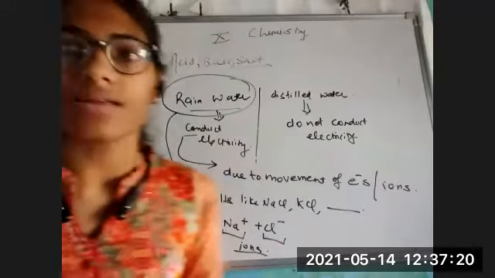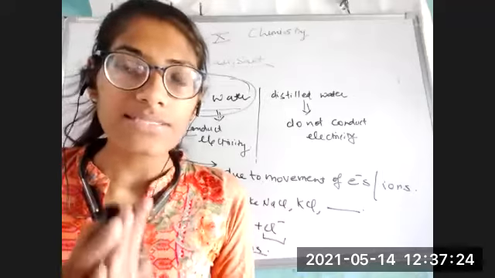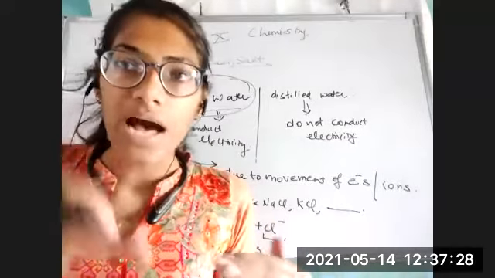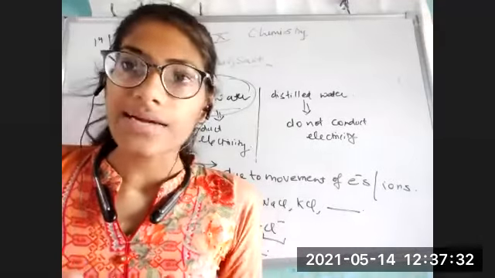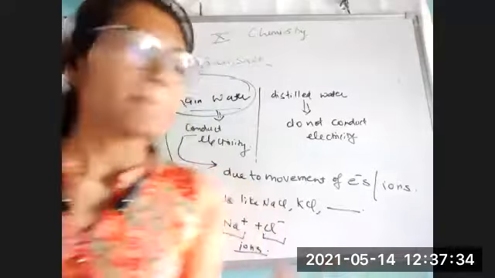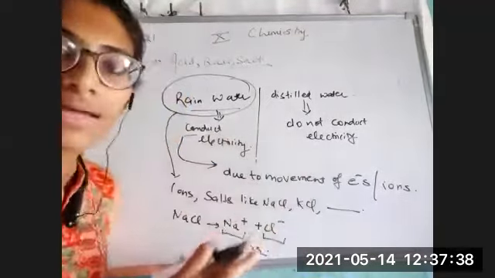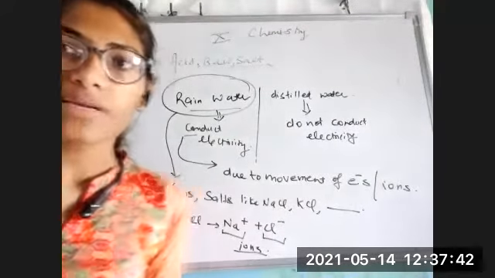The cation and anion. Okay, so due to these ions, the rainwater can conduct electricity, because the ions start moving, and when they start moving, electricity conducts. But if I'm talking about distilled water, there is not any kind of ion, so there is no conductance of electricity. I hope we have cleared the topic.